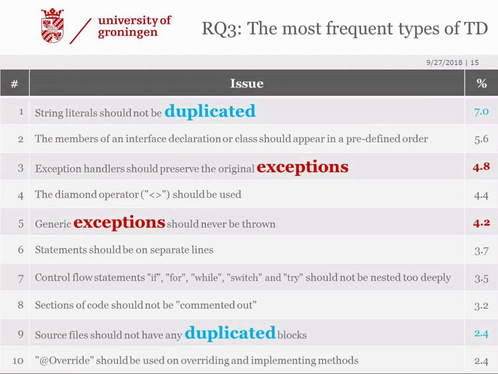Here, those are the top 10 most frequent types of issues that exist on those projects. As we can see, there are many of them. About 10% are related to code duplication. Another roughly 10% is related to exception handling, and I forgot to highlight those. And those are also related to the complexity of the code.